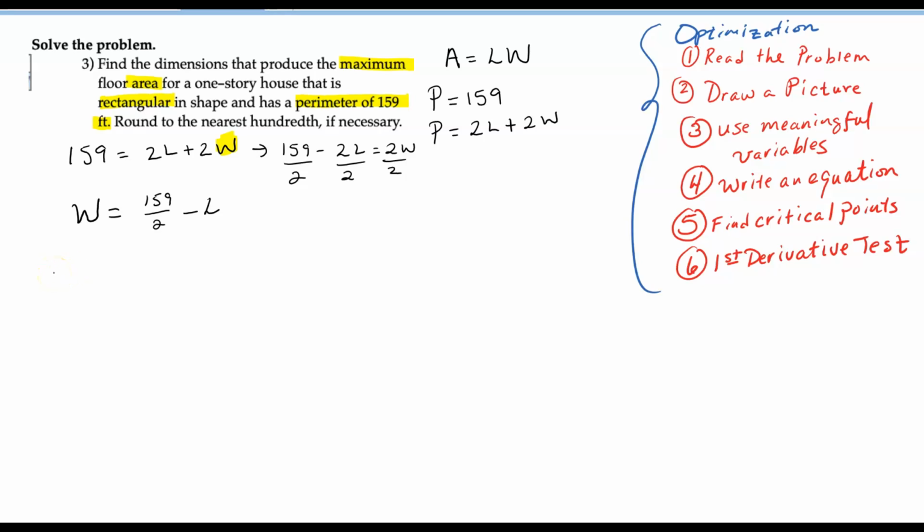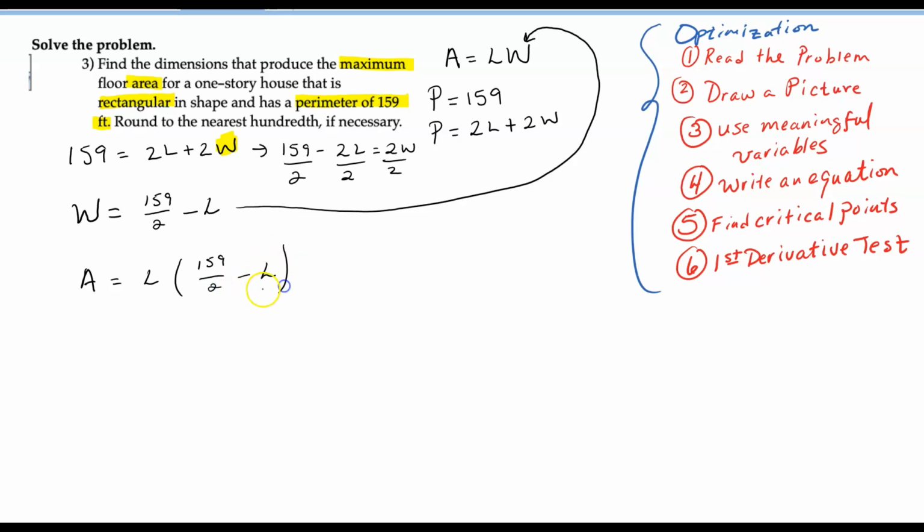Actually, no, this is not what I want to find the derivative of. This is what I want to back substitute into the area formula, because I'm trying to optimize or maximize, in this case, the area. So I'm going to take this and plug it in right here. And I'm going to say A, the area, equals the length L times 159 over 2 minus L. And so I distribute the L. I get 159 over 2L minus L squared. And this is my formula A for my area that I want to maximize.